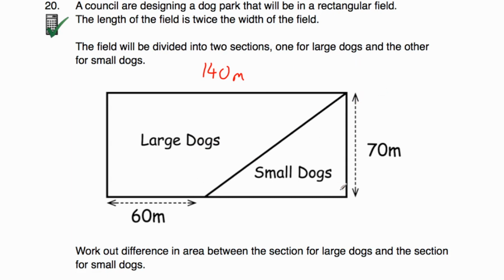So let's find the area of the region for the small dogs. So the height of that region, the height of that triangle, is 70 meters. Let's find the base of that. So the length of the whole field is 140 meters. If we take away 60, we can then find the length of the base of that triangle. So if we do 140 take away 60, that's equal to 80. So that means that this distance is 80 meters. So we now know the base of the triangle and the height of the triangle, so we can work out the area of this triangle, the region for the small dogs. So let's do that to begin with.